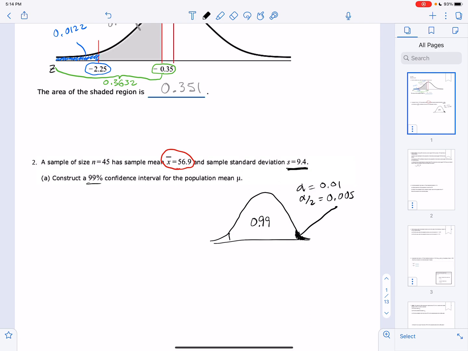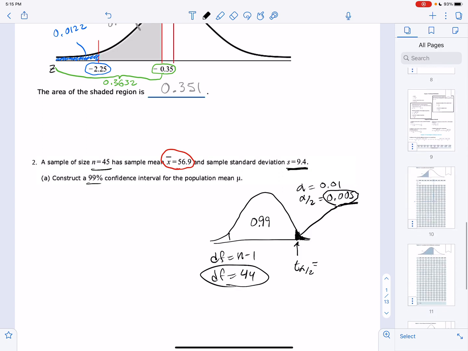So this is the area to the right, and that critical value that we want, t sub half of alpha, is going to be right there. Now we have a great chart for that. The other piece that we need to know is the degrees of freedom. The degrees of freedom are always going to be one less than our sample size. Our sample size is 45. So our degrees of freedom are going to be 45 minus 1, 44. Degrees of freedom 44, area to the right, 0.005.